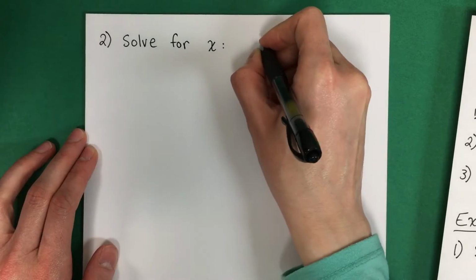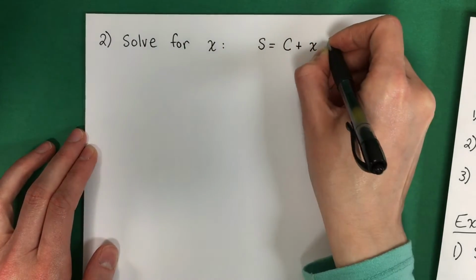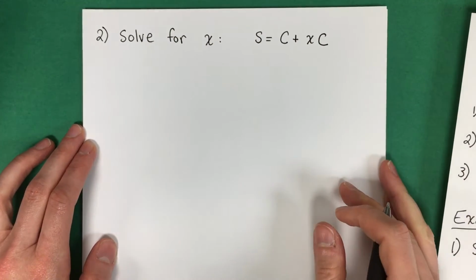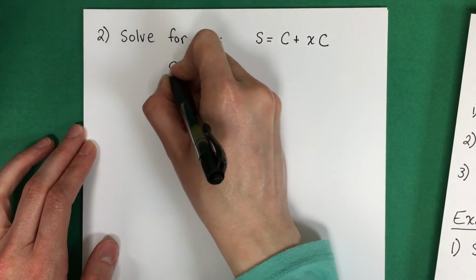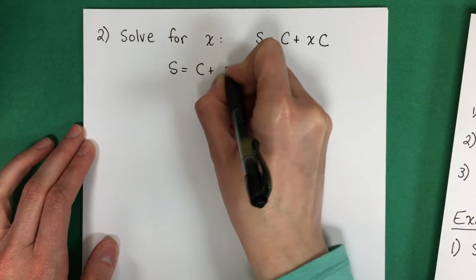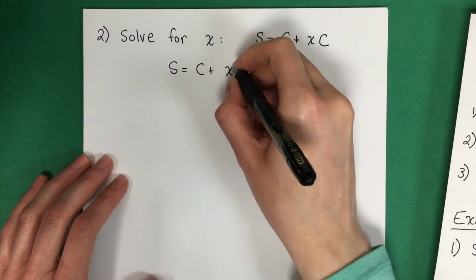And the question is S equals C plus XC. Okay, so this one's a little different. So let's go ahead and copy S equals C plus XC. I want X alone.